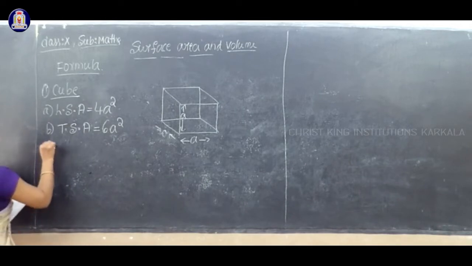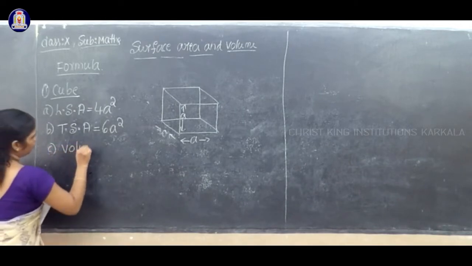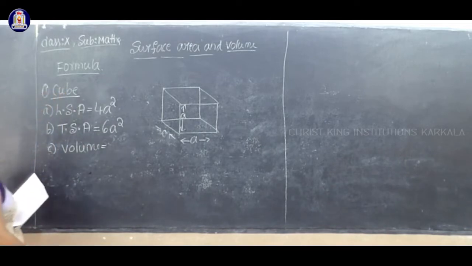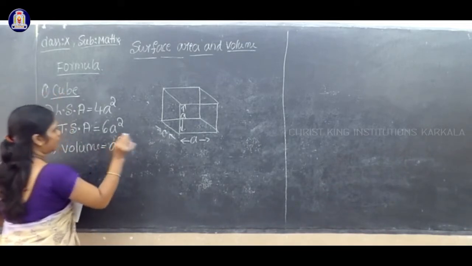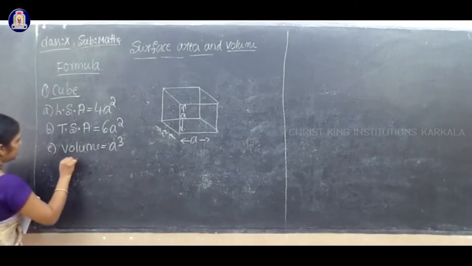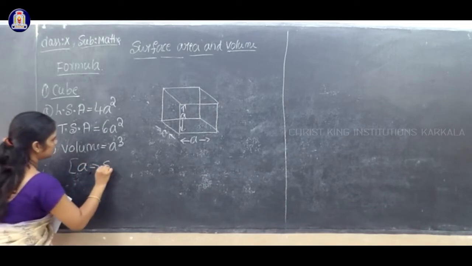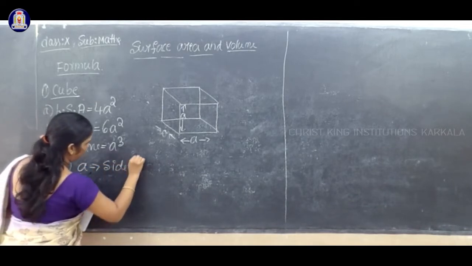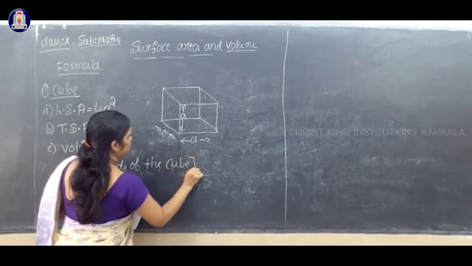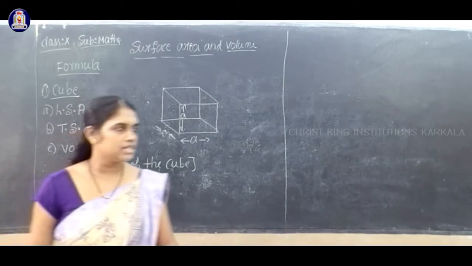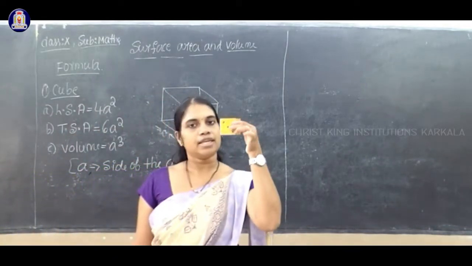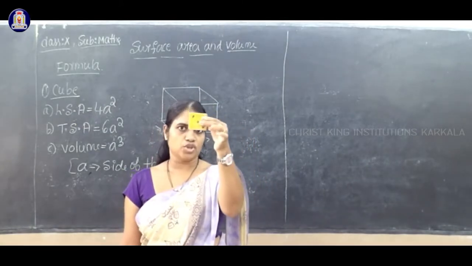Next, third one, volume. What is the formula we use to find the volume of a cube? Volume of a cube is given by a cube. So here a means what? A is nothing but the side of the cube. In the case of cube, all the sides are equal. If I consider this figure, this is your cube.